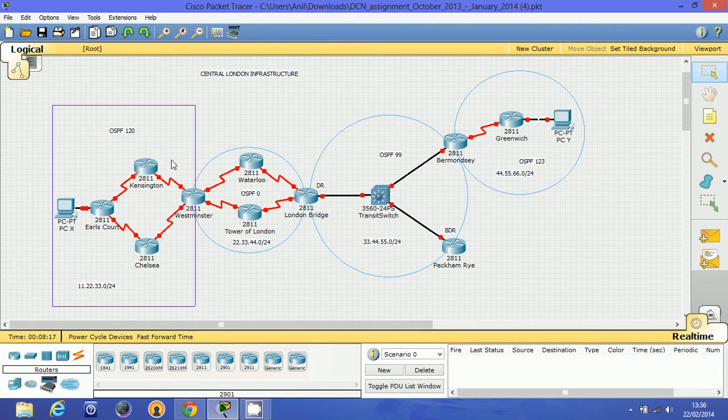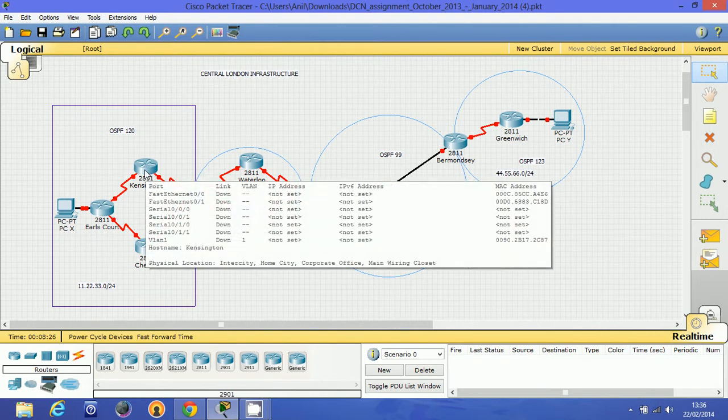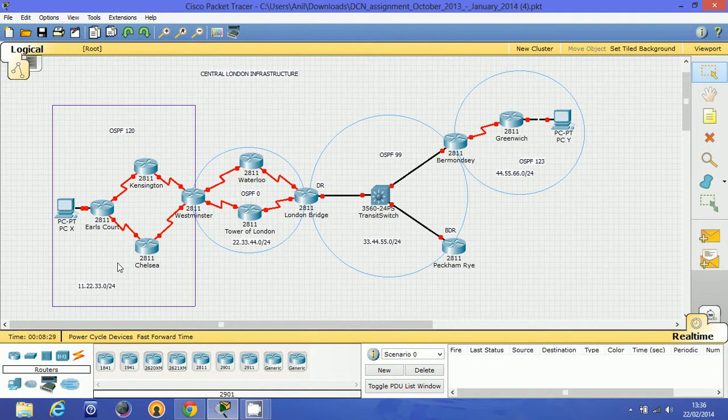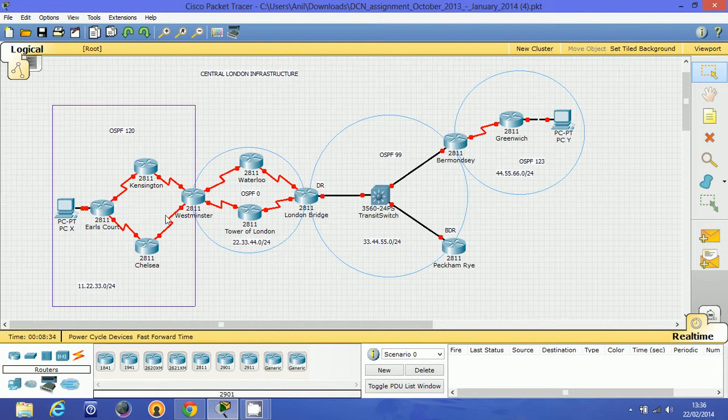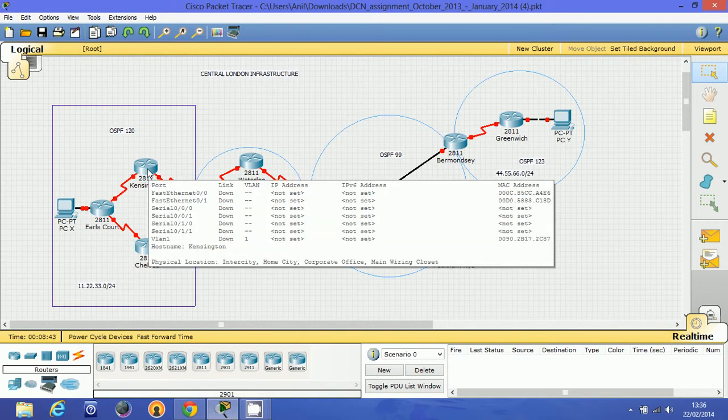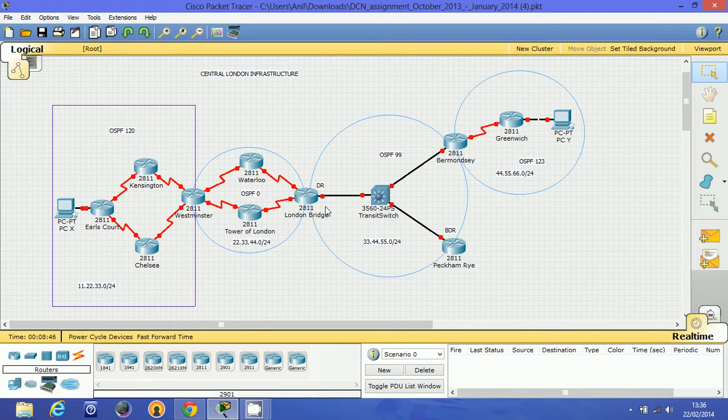So the size of the link state database of this router will become much smaller. Why? Because it should contain only the information of these three routers, I mean, of the routers which are only within the area. This router will not contain the information of these routers. Why? Because they do not lie in this area.